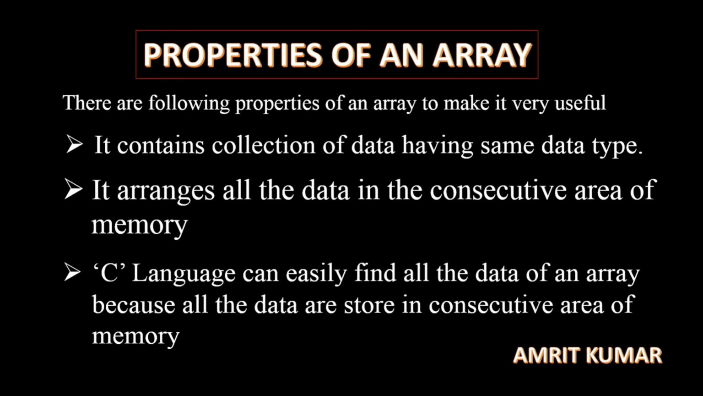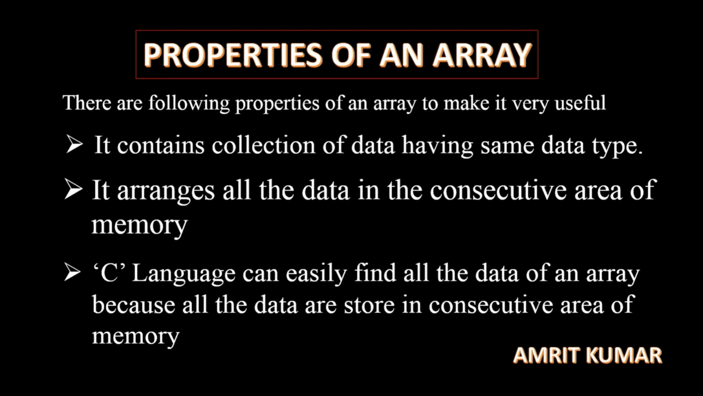So what are these? It contains a collection of data having the same data type. This is the most important point. It contains a collection of data having the same data type. This is our first point, or we can say the first property of an array. The second property is that it arranges all the data in a consecutive area of memory.